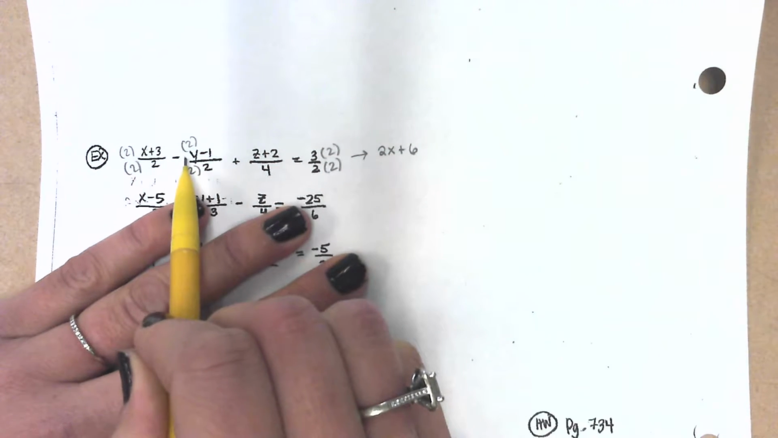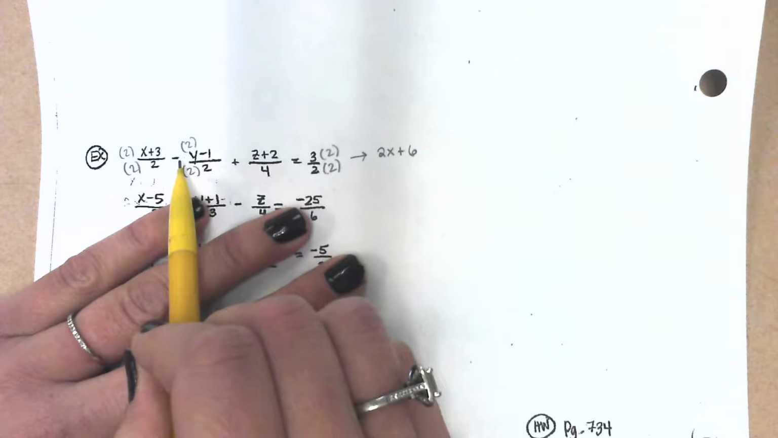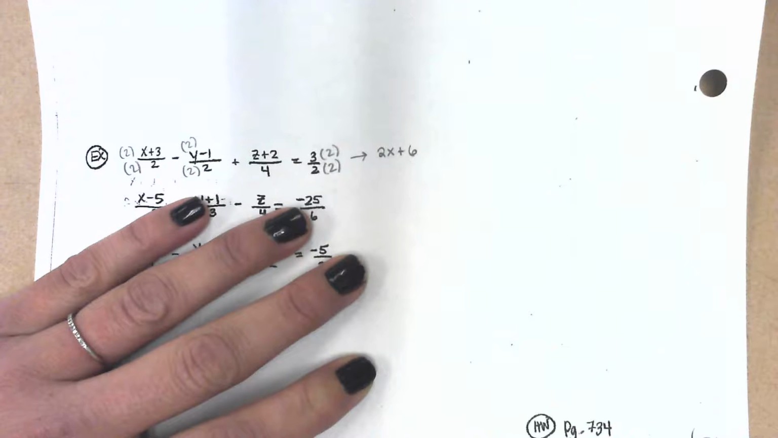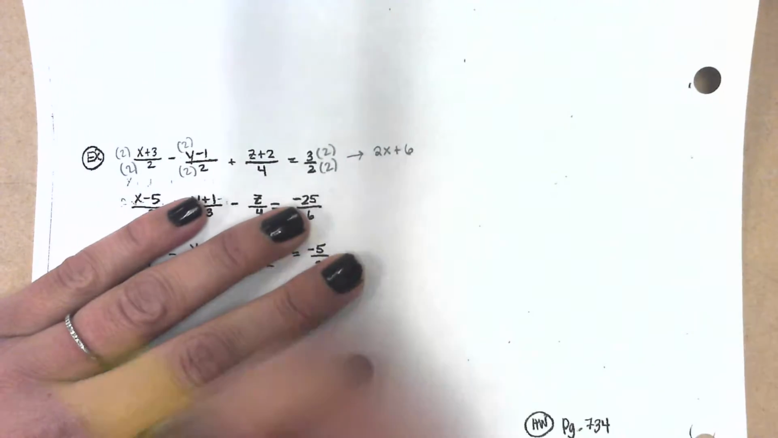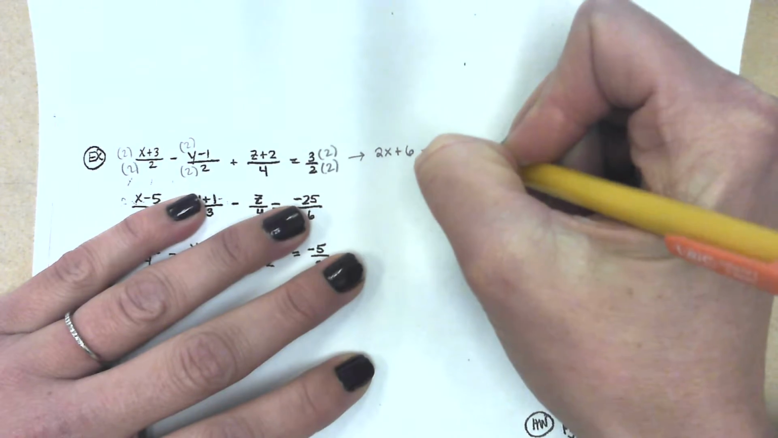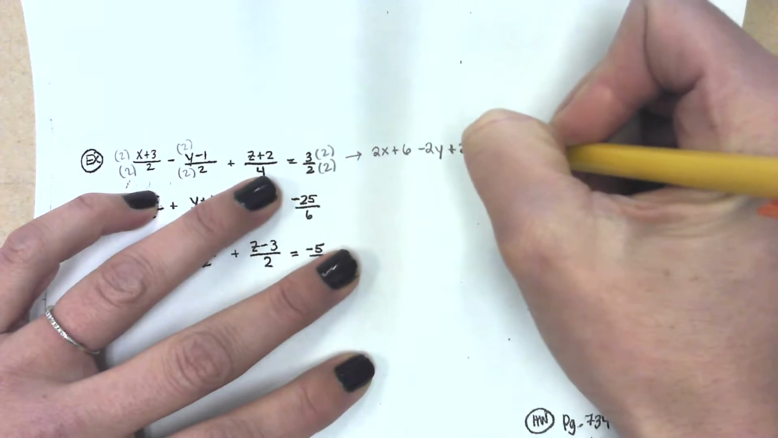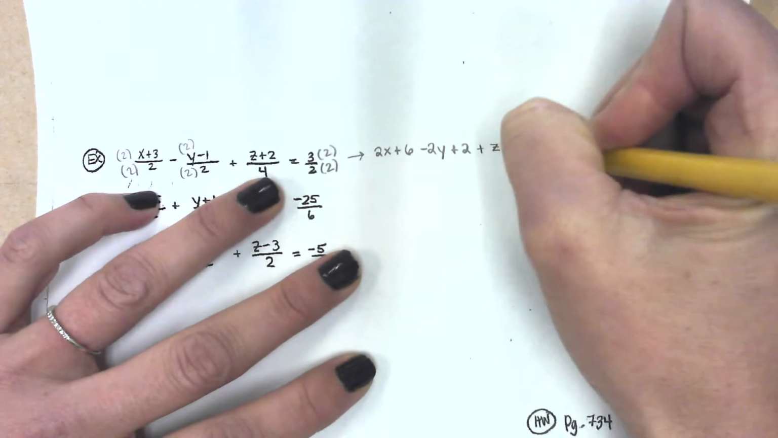In the second term, you are distributing a negative 2. So be careful of that, because the minus sign can throw you. And when you distribute that negative 2, it's going to become negative 2y plus 2. And then plus z plus 2 equals 6.